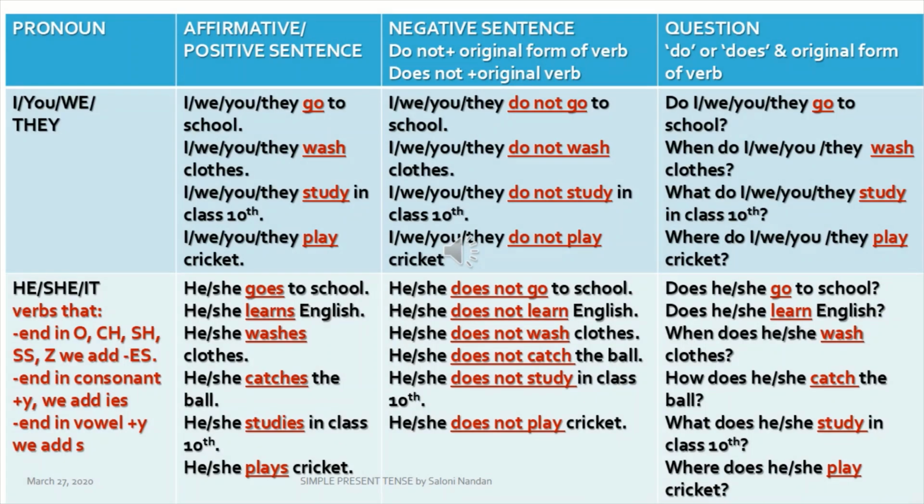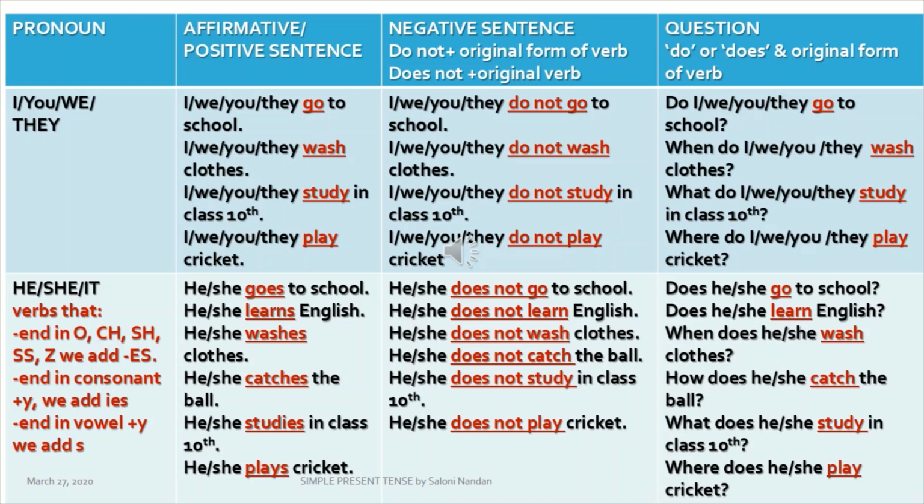With the pronouns I, you, we, they, affirmative sentences or positive sentences have the same verb form as the original verb form. The verb form does not change. For example, I, we, you, they go to school. The verb form go remains go. I, we, you, they wash clothes. The verb form wash remains wash.